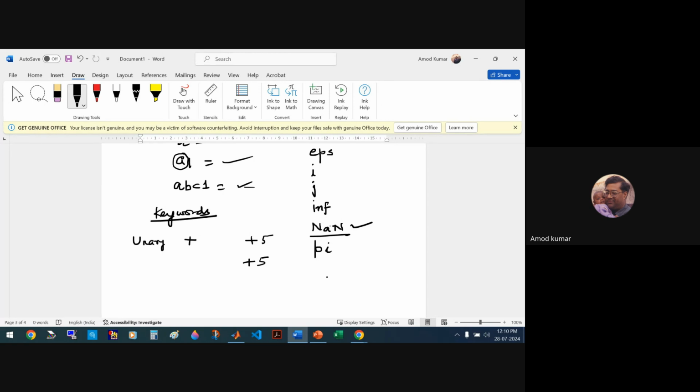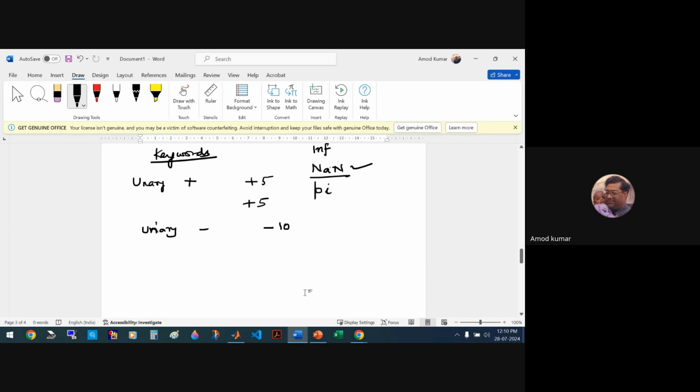Okay. Then for negative numbers, you have to use unary minus. Unary minus means -10. Suppose -10. So that is necessary, of course. Whenever there is a negative number and a single number, then it has to be preceded by a negative sign like this.